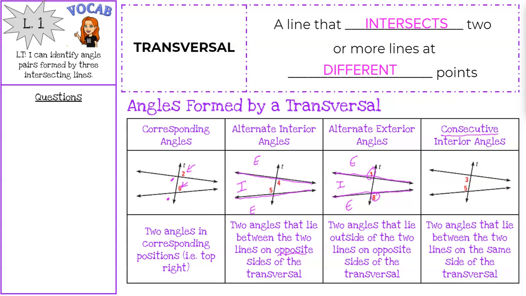And then consecutive means one after the other. Consecutive interior angles are two angles that lie between the two lines, so they're on the interior. But this time they're on the same side, unlike the alternate, which are on opposite sides.